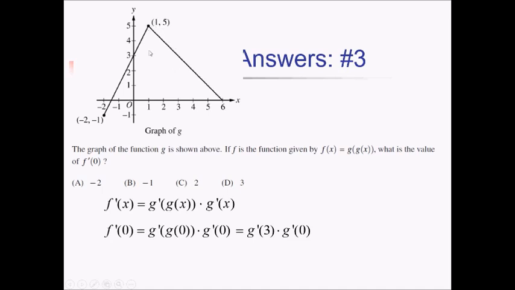So g prime of 3, then, we can read off the graph. That's just negative 1. G prime of 0, that's this other slope on the y-axis. Well, here we're going, let's see, up how much? We're down 1 and we're going up 5, so we're going up 6, and we're going over 3. So that's 6 over 3, that's a slope of 2. So negative 1 times 2 just comes out to negative 2, which ends up giving us answer choice A.